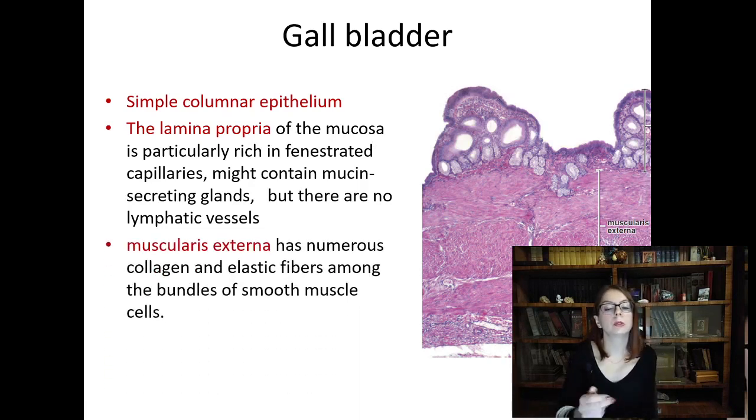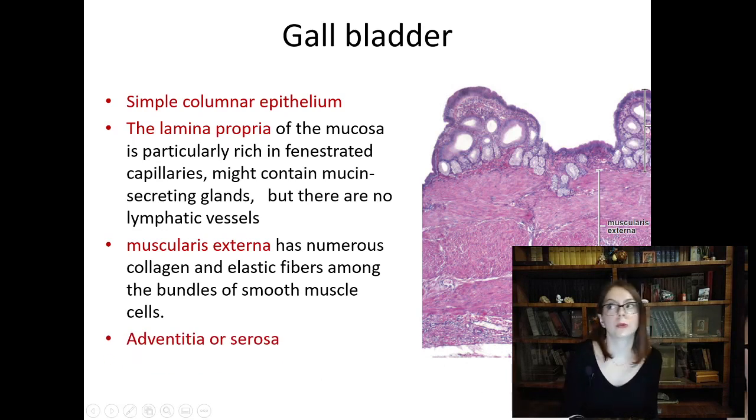After that, the muscularis externa. Notice that the submucosa as well as the muscularis mucosa are absent. In the gallbladder, the mucosa is in contact with the muscularis externa. This layer of smooth muscle cells is not separated into layers. Yeah, so here we can see a mixture of fibers oriented in different directions. And the outer surface is covered either by adventitia or serosa, depending on the site where it is in contact with the liver or not.